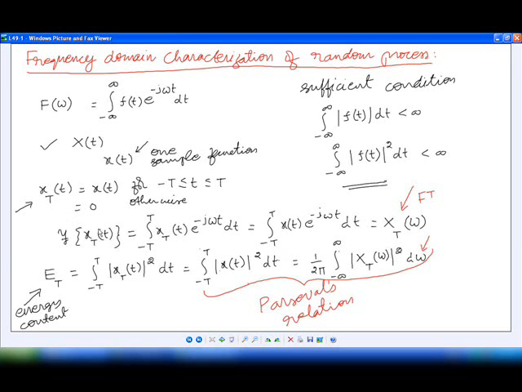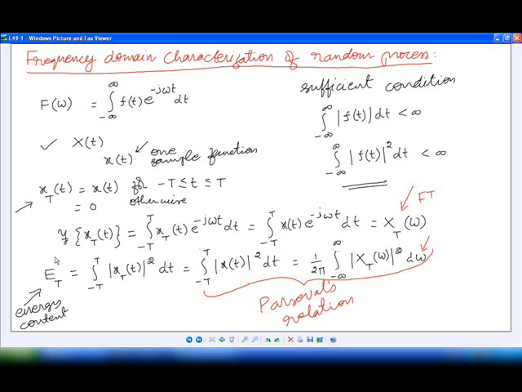Therefore, the Fourier transform of this function is equivalent to this much. Here, the assumption is that this particular function x_T of t is absolutely integrable over the interval minus T to T. So the Fourier transform is the integral from minus T to T of x_T of t e power minus j omega t dt. But we already know that for this interval, x_T of t is equivalent to x of t. Therefore, this integral can be replaced by this, and that is nothing but X_T of omega. So this is the Fourier transform of x_T of t, with the assumption that x_T of t is absolutely integrable over the interval minus T to plus T.